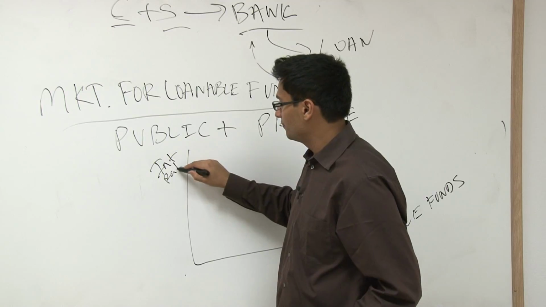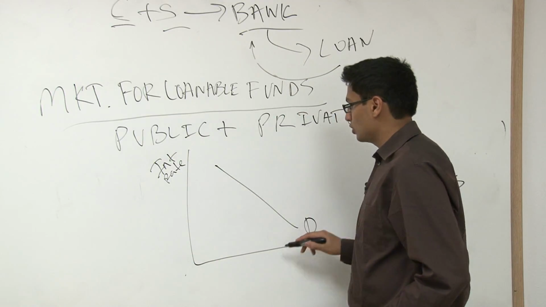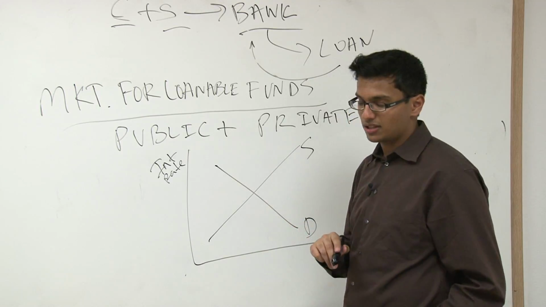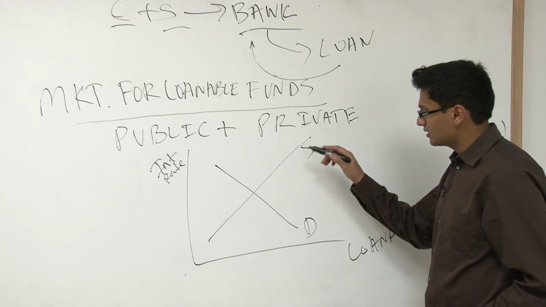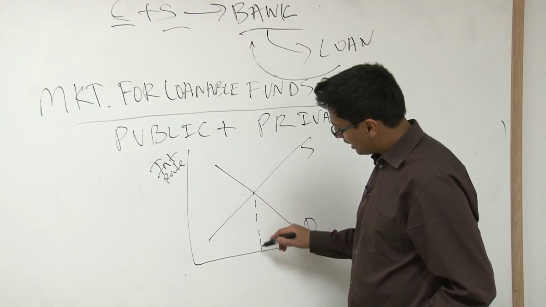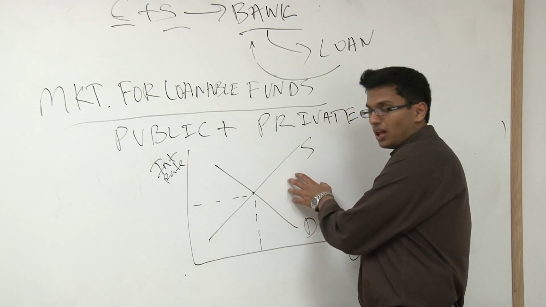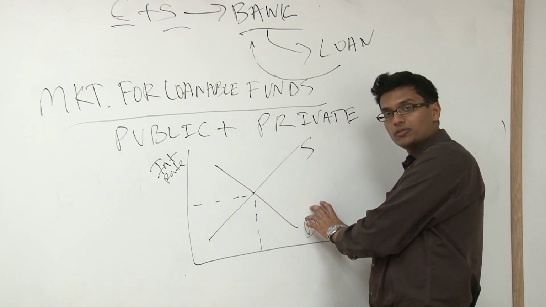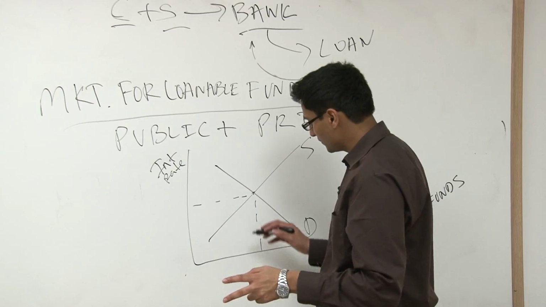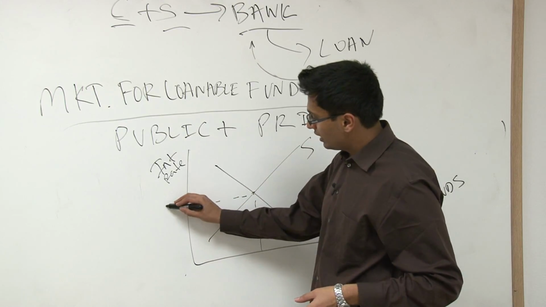Interest rate. Pretty normal looking graph. We have a demand, downward sloping, and a supply that's upward sloping. And the equilibrium out of the two dictates two things. The supply of loanable funds and the demand for loanable funds dictates two things.